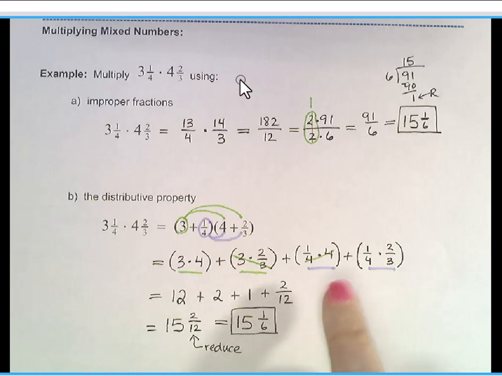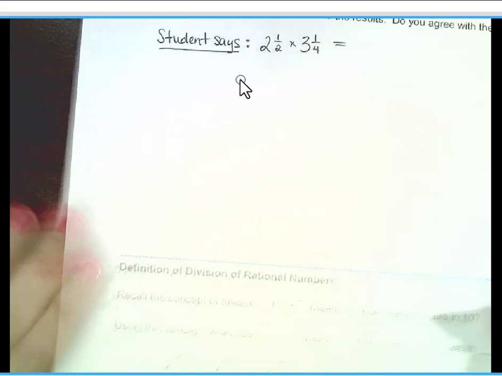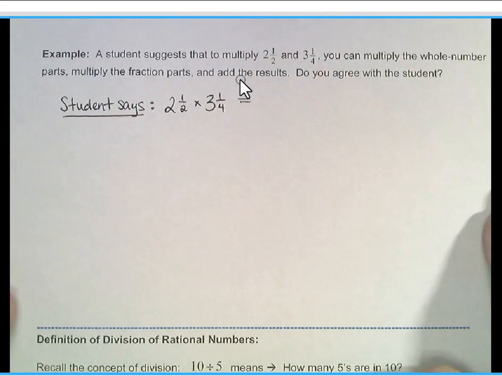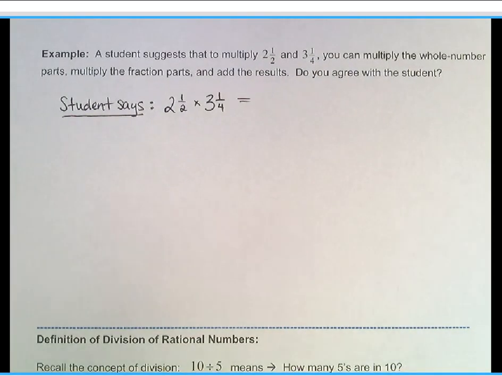And if you're teaching this to kids, I think actually part B is the easier way to go, assuming that they understand the distributive property. So kind of tied into this, let's do one more problem and see if we can figure out what the student error is. So it says, a student suggests that to multiply 2 1/2 and 3 1/4, you multiply the whole number parts, multiply the fraction parts, and add the results. Do we agree? So let's see if we can figure out what the student is saying.